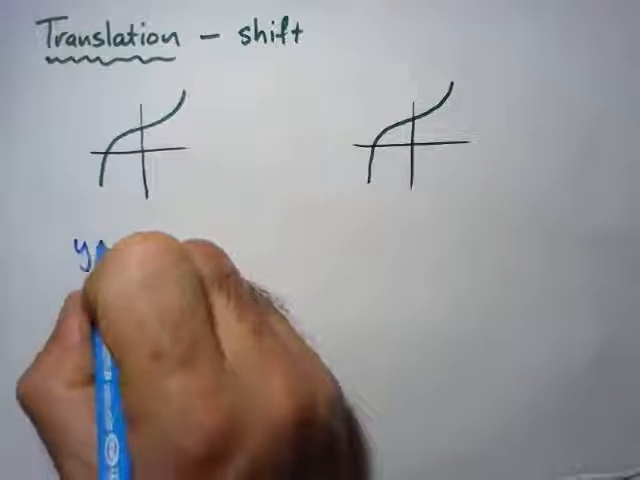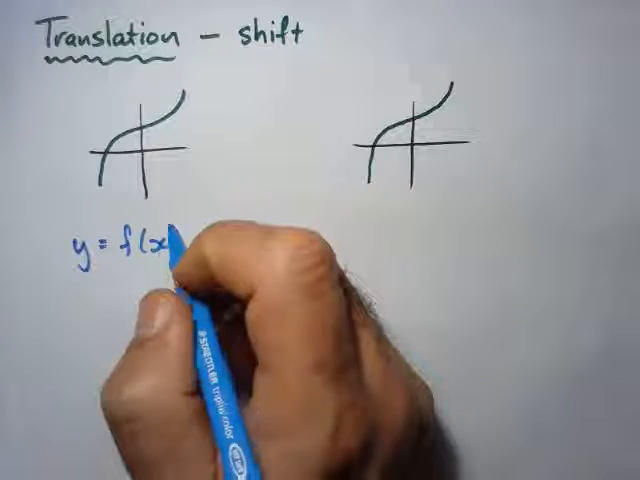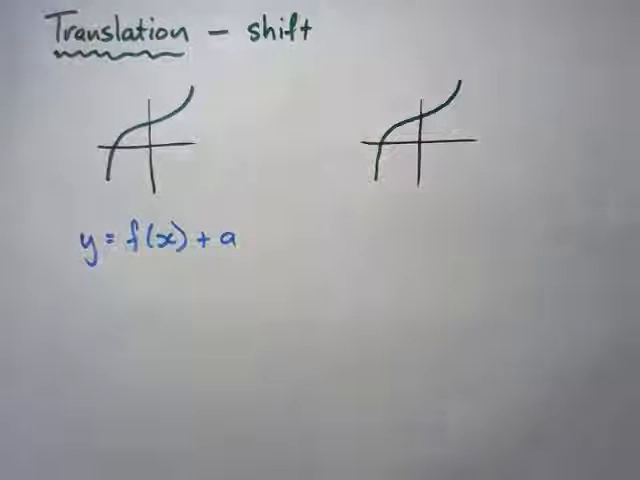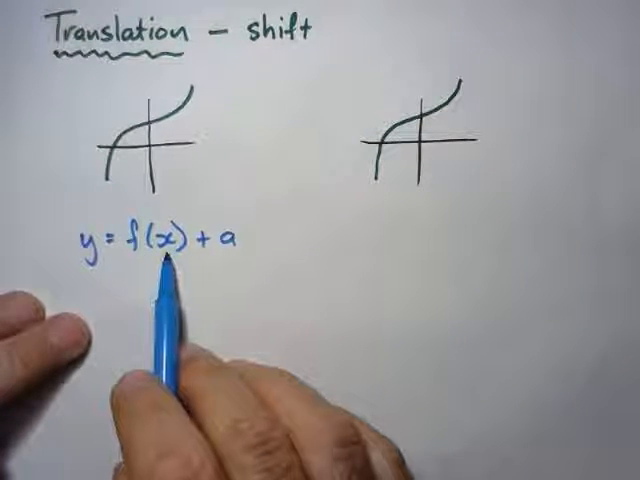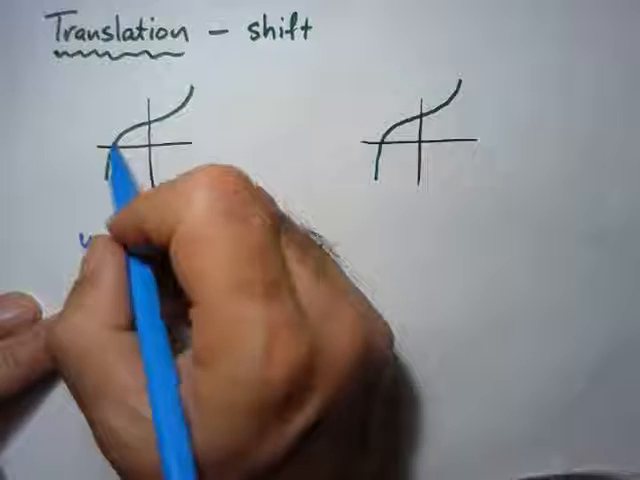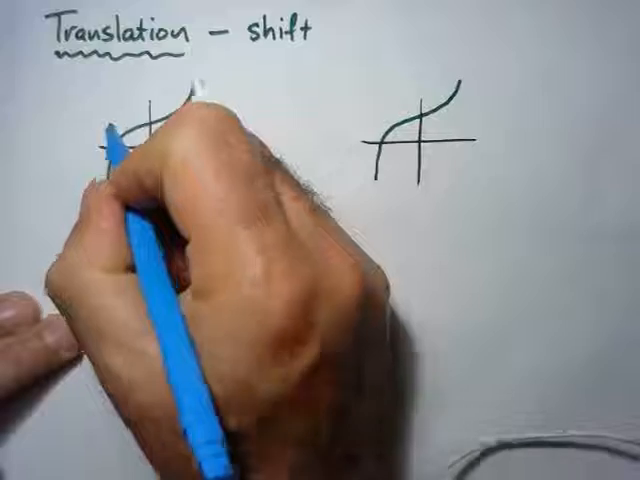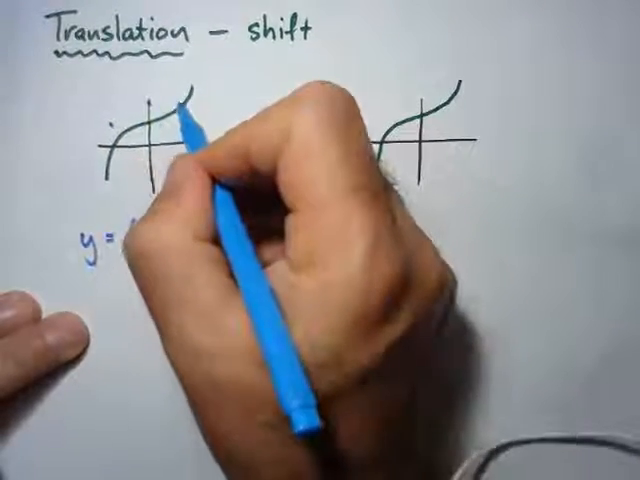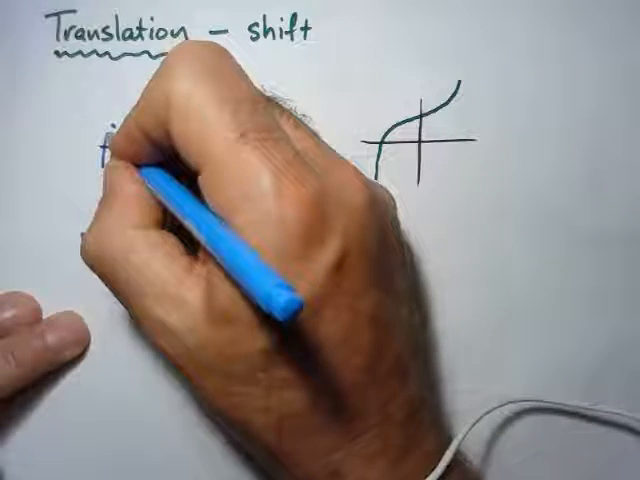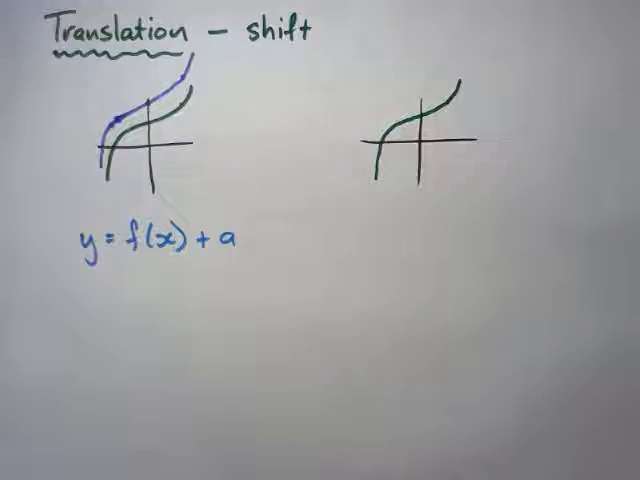y equals f(x) plus a. So whatever my y value is, remember f(x) is my y value, I'm going to add a. So if y was 0 and that is 2, it will move up 2. And this one will move up 2. And this point will move up 2. So this whole thing will move up 2. And that's where my new line will be.